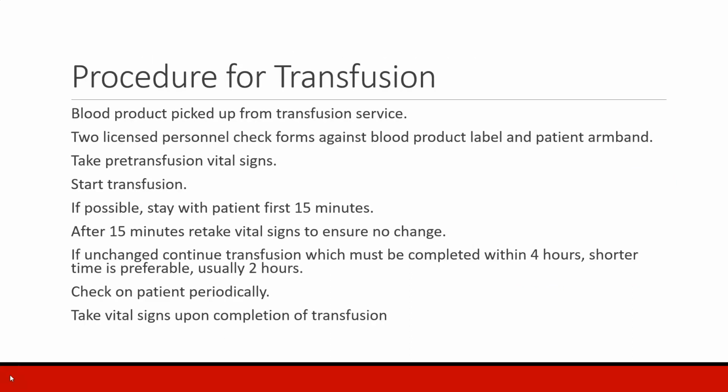I would love it if during your rotation you could see an actual transfusion get started. The procedure: the blood is picked up from the transfusion service. It's taken to the patient's room where at the bedside 2 licensed personnel check the forms against the blood product label and the patient armband. So the blood product will have a label on it that includes the patient's name and medical records number.